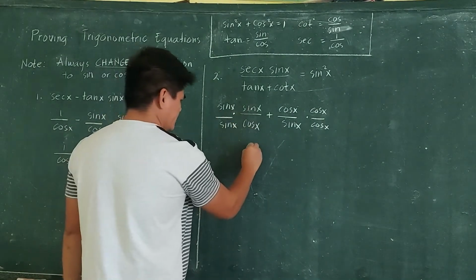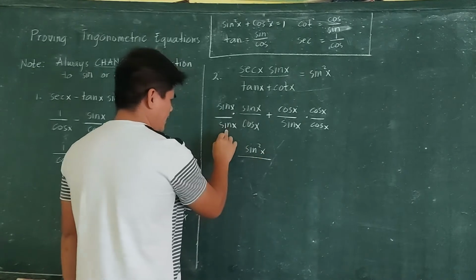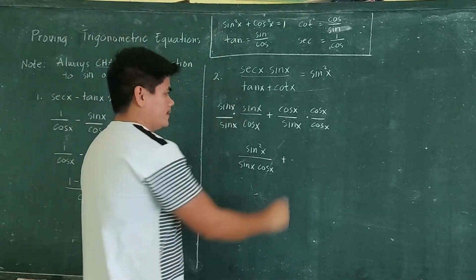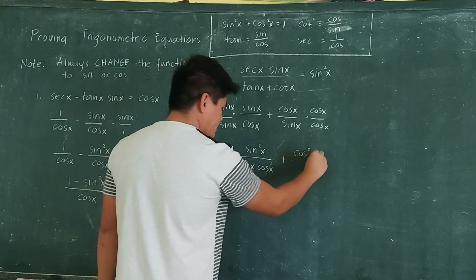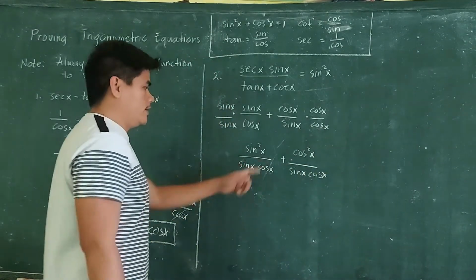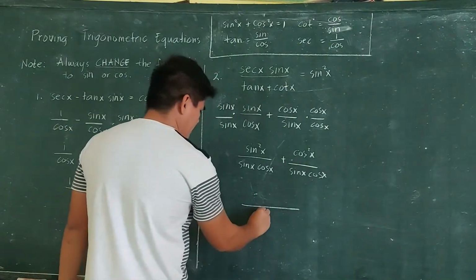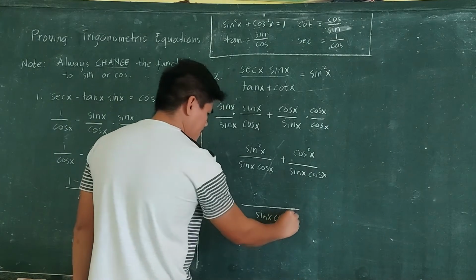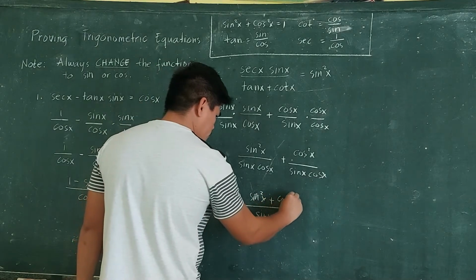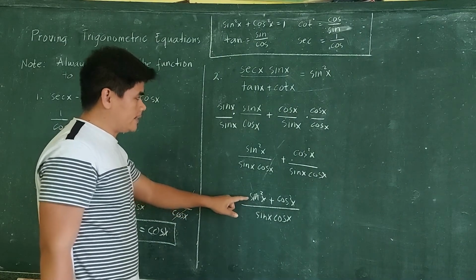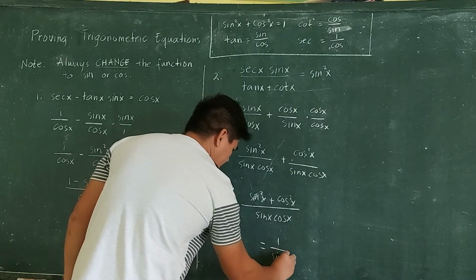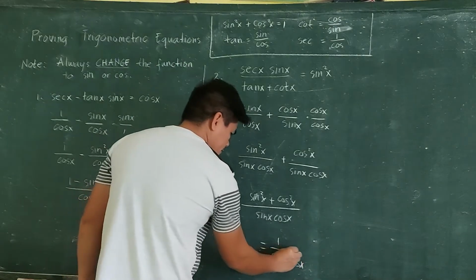So sine x times sine x is sine squared x over sine x times cosine x is sine x cosine x, plus the same thing, cosine times cosine is cosine squared x over sine x times cosine x is sine x cosine x. Now this time, the denominators are the same, so we can proceed with addition. Copy the denominator, sine x cosine x. The numerator is sine squared x plus cosine squared x. And look at the numerator. This is an identity, and that is equal to 1. So we'll change it to 1 over sine x cosine x. So this is the denominator part.